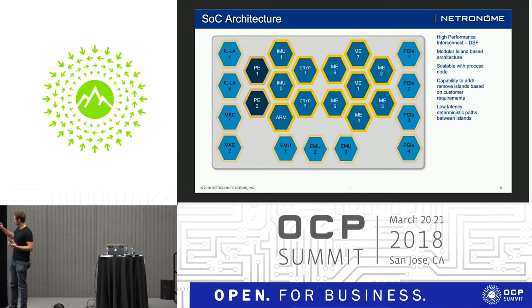The way we've structured it is that you've got these islands, which are called the ME islands. Those are where the actual flow processing cores sit. Then you've also got crypto, internal memory units, external memory units, and an ARM there for control. You've also got other hardware accelerators sitting around the outsides. And crucially, for the multi-host case, you've got 4 different PCIEs, which can be used to route packets to 4 different hosts.